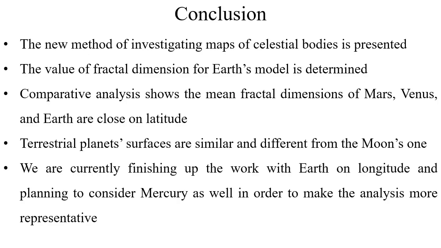So to sum up, we may draw some conclusions. The first conclusion is that we considered a new method for studying maps of celestial objects. The second conclusion is that we determined the mean fractal dimensions of the topographic model of the Earth, and the comparative analysis has shown that fractal dimensions for the models of Earth, Venus, and Mars on latitude are very close, which means that their surfaces are similar.